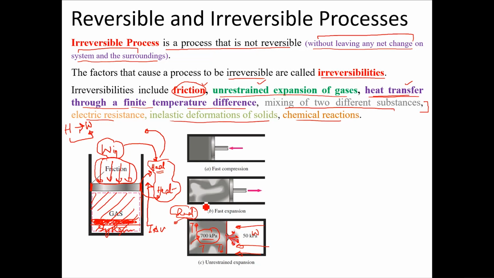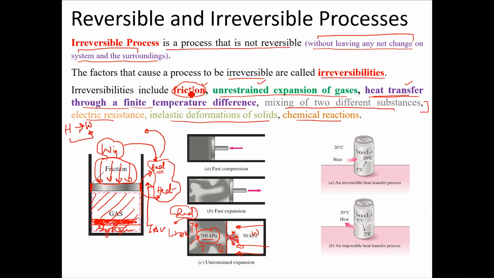This is an irreversibility which you cannot convert back completely to work. That means you cannot bring the surroundings back to the original condition. There has to be a permanent effect on the surroundings in terms of the heat loss to the surroundings. The third thing is, so now you have these two: friction present, irreversibility. Unrestrained expansion of gas, irreversibility.